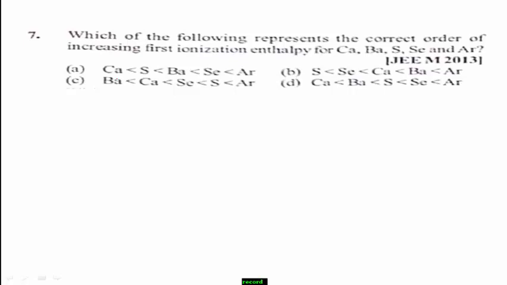Remember the right answer for this question: barium less than calcium less than selenium less than sulfur less than argon. It is the correct order of increasing first ionization enthalpy. Ionization enthalpy increases along the period but decreases down the group.